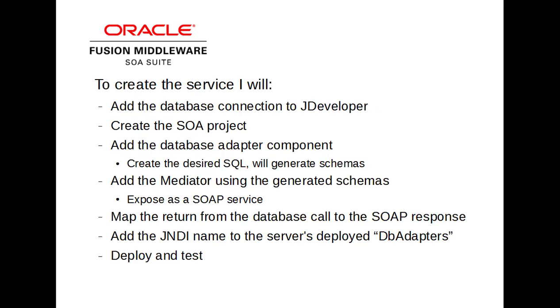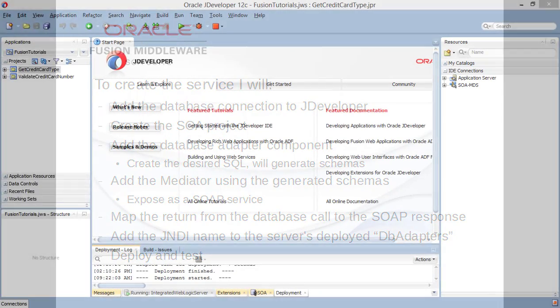To create the service, I'll add the database connector in JDeveloper, initialize the database for testing purposes, create the SOA project, add the database adapter component, creating the desired SQL which will generate the schemas, add a mediator using the generated schemas. This will allow mapping of the database call to the external SOAP service, map the return from the database call to the SOAP response, add the JNDI name to the server's deployed DB adapters, and deploy and test.